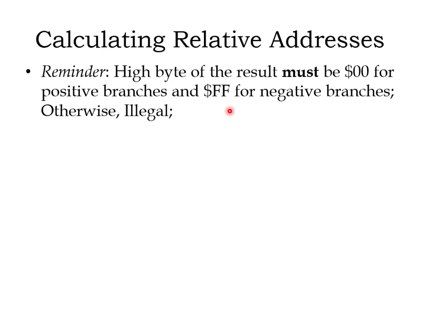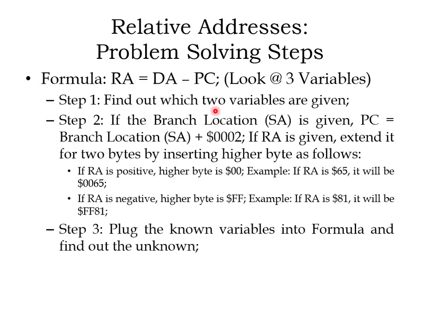Now I have everything written formally in one or two slides, how we solve the problem. But this is actually a repetition of whatever we did so far. This is our formula to calculate the relative address. From the formula, relative address is destination minus PC. So as you can see, we have three variables: destination address, PC, and relative address.